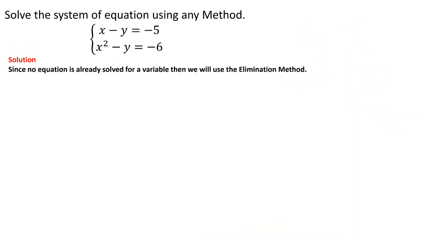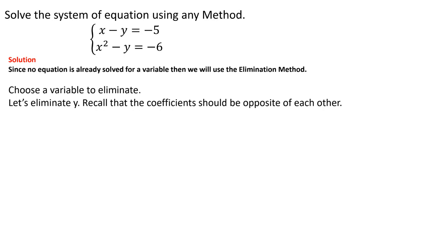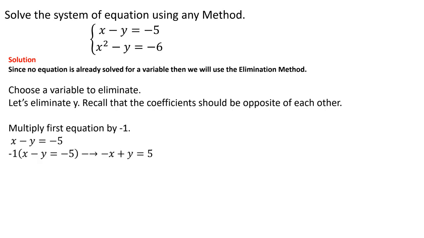Okay, so let's try another one. So we have x minus y equals negative 5 and x squared minus y equals negative 6. And so here we have a line, and then the second equation is a parabola. So again, you can use any method you like. I'm going to choose the elimination method and get rid of the y's.